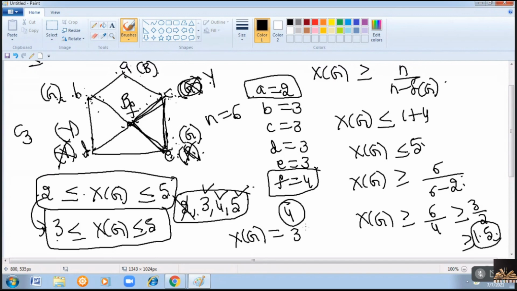the previously stated definition: the minimum number of colors required is the chromatic number. Therefore, the chromatic number for this given graph is 3. So, you have to consider all the possibilities.